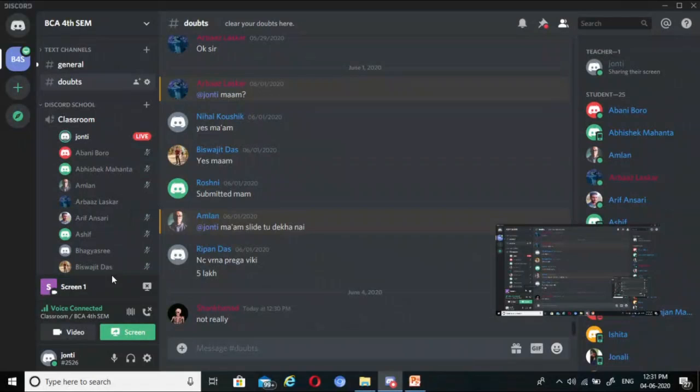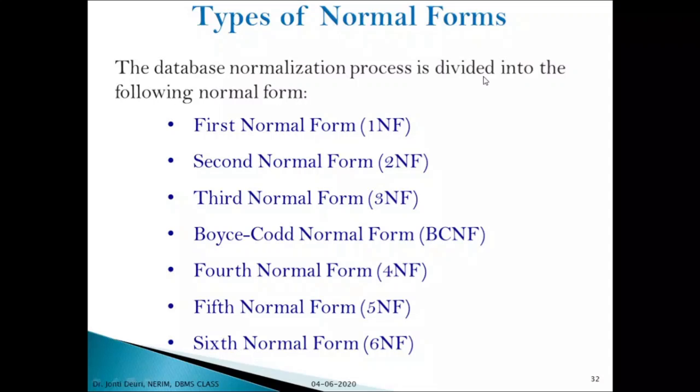Okay. Now, types of normal forms. We have talked about normalization, right? That normalization process can be divided into different forms, which we call normal forms. These normal forms are first normal form, 1NF, second normal form, 2NF, third normal form, 3NF, Boyce-Codd normal form, BCNF, fourth normal form, 4NF, fifth normal form, and sixth normal form.